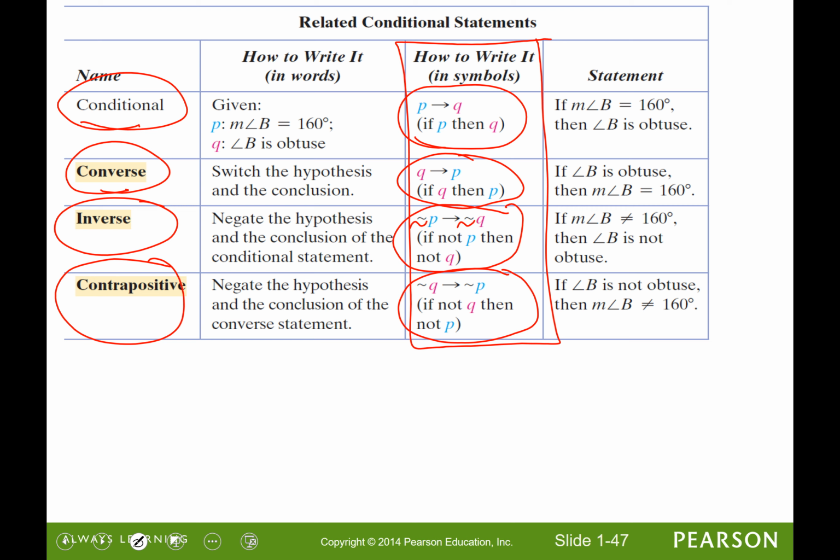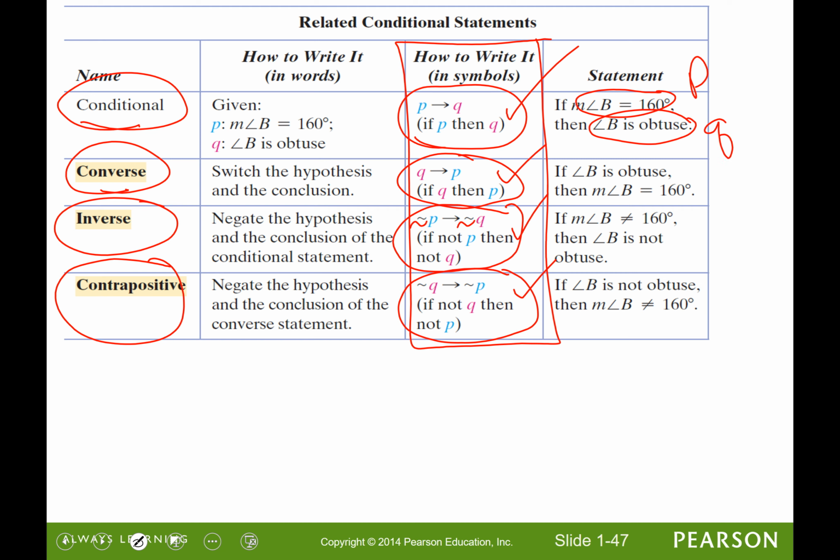All right, so conditional, leave it how it is. Converse, switch P and Q. Inverse, negate P and Q. Contrapositive, switch and negate P and Q. All right, let's look at an example. If the measure of angle B is 160 degrees, then angle B is obtuse. Okay, this right here is P, and this right here is Q.